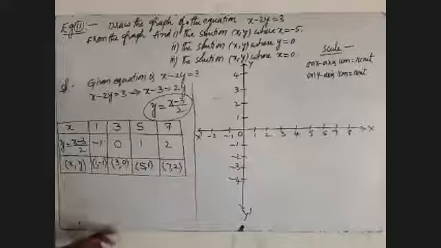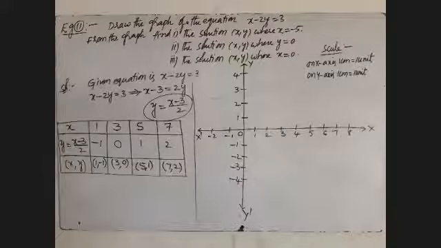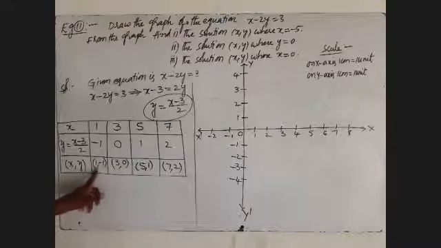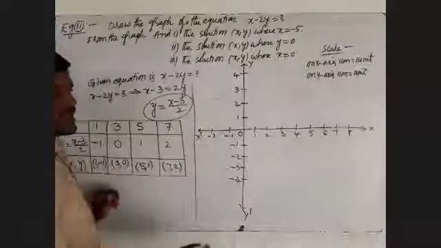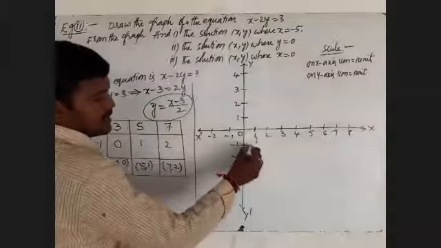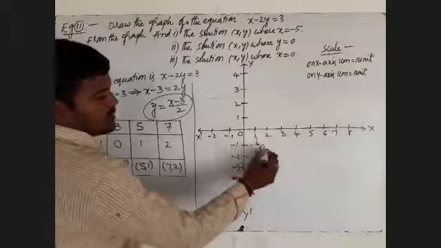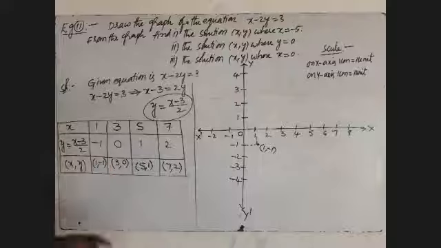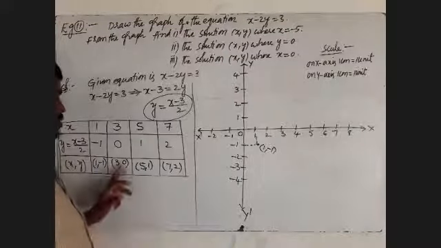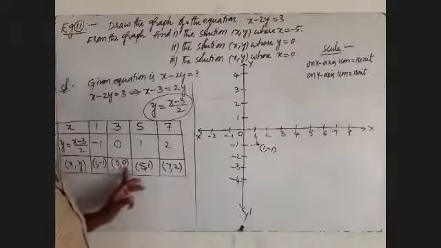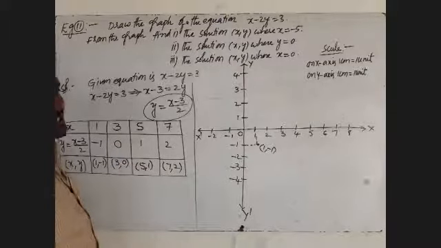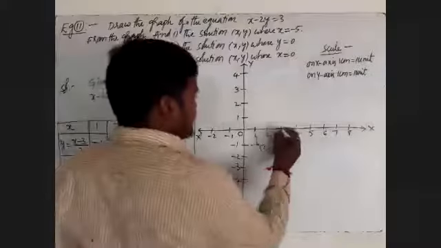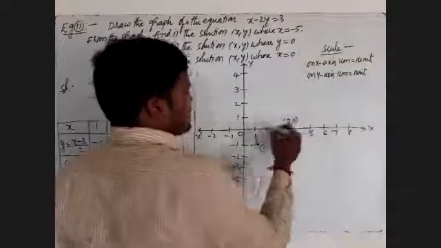First we will plot the point 1 comma minus 1. On the x coordinate we will take 1, and the y coordinate we will take minus 1, that is the point 1 comma minus 1. After that, we'll take the point 3 comma 0, where the y coordinate is 0, which means the point lies on the x-axis. That I will write. Their second point is 3 comma 0.